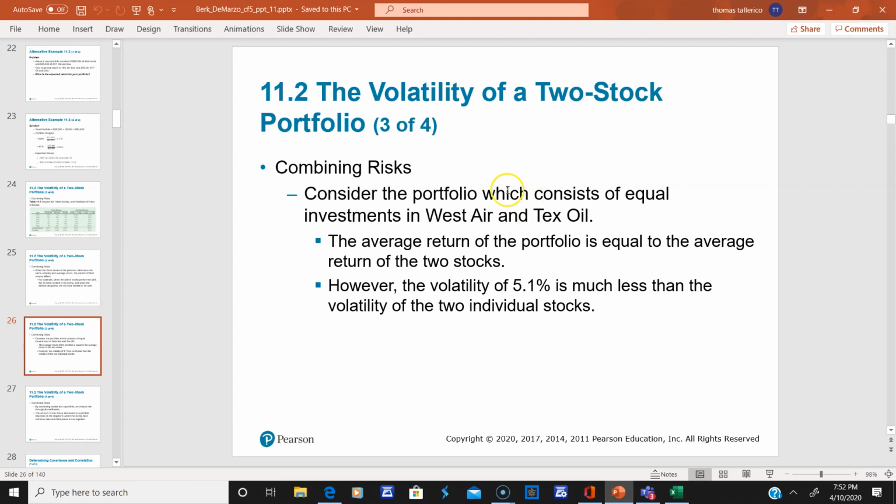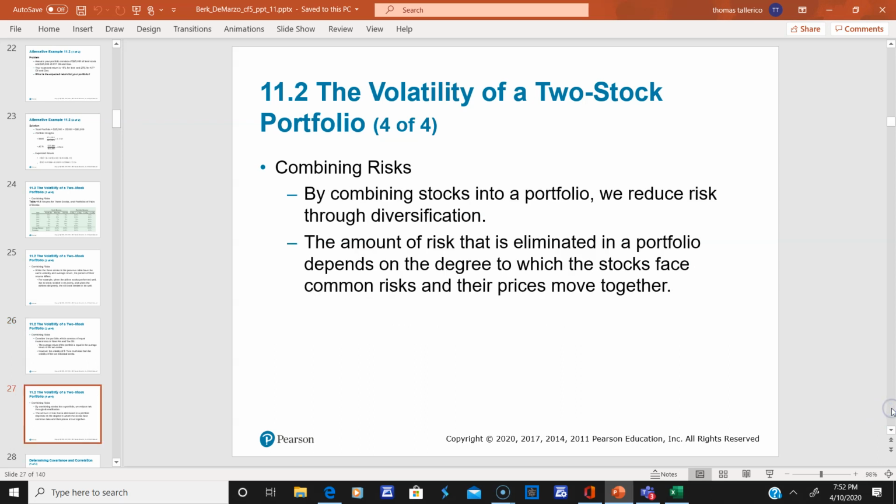All right, so consider the portfolio, which consists of 50% West Air and Tex Oil. The average return of the portfolio is equal to the average return of the two stocks, right? So we know that. However, the volatility of 5.1 is much less, as I just previously said, than the volatility of the two individual stocks, because one's canceling out the other and they're diversifying out. When one is high, the other is low. So that's what portfolios are all about. Combining stocks into a portfolio, we reduce risk because we're diversifying. And you can see that.